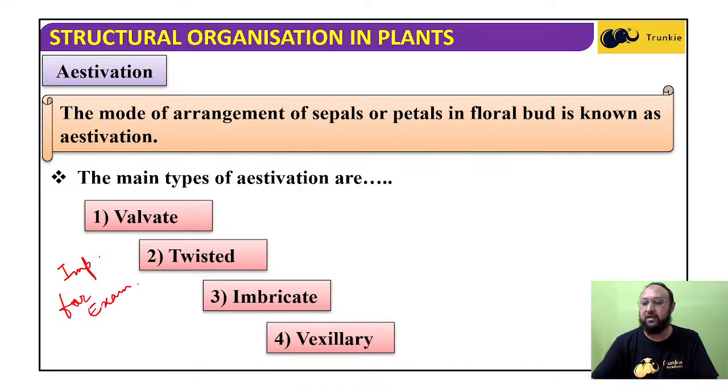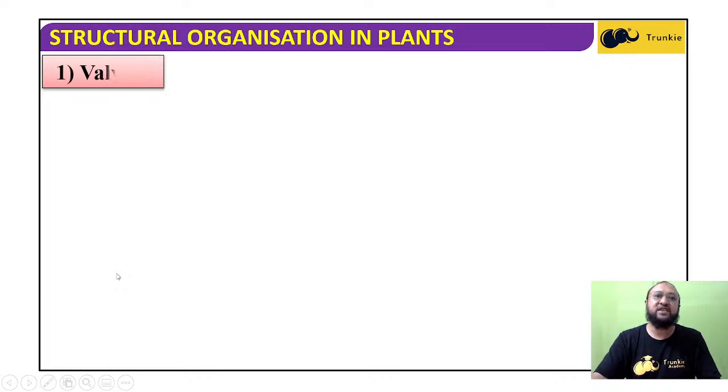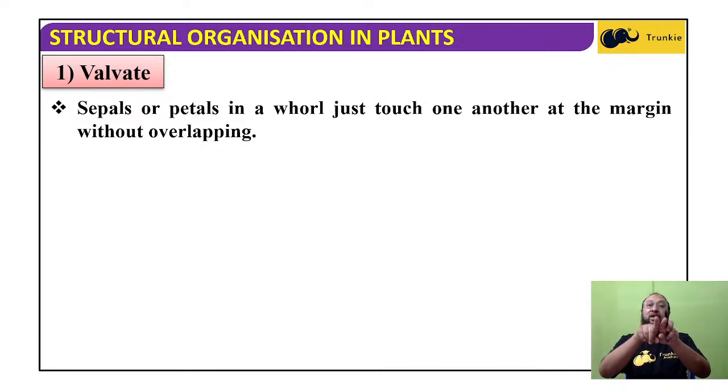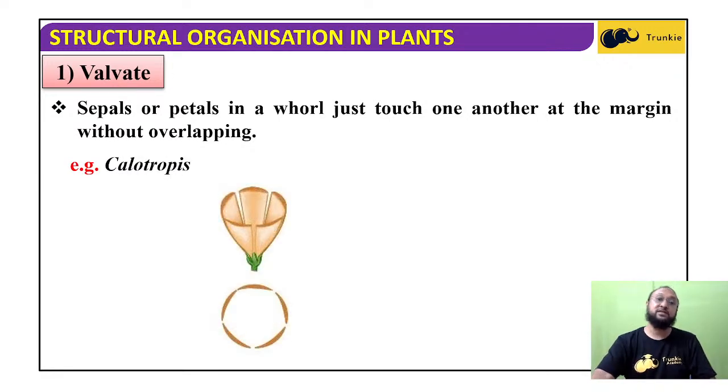Now valvate estivation. What is valvate estivation? The arrangement of petals, how they are arranged in what pattern, that we call estivation. So valvate means the sepals or petals in a whorl just touch one another at the margin without overlap, just touching end to end. The example is Calotropis. So this is called valvate estivation. The diagram shows how it looks when we cut a transverse section.